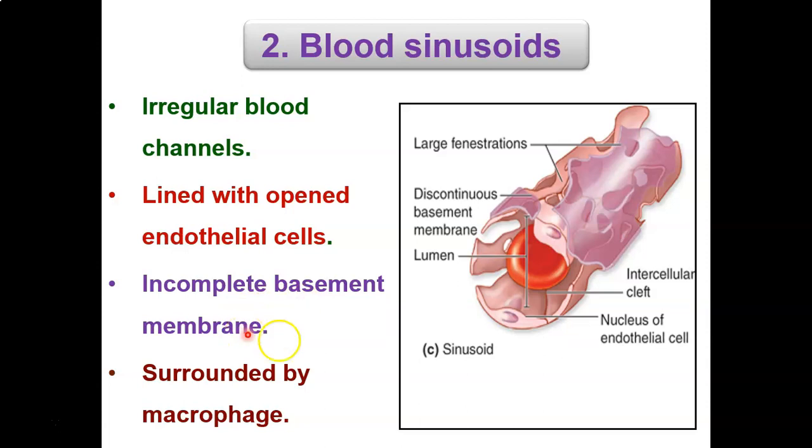Incomplete basement membrane, this allows the passage of free cells to the blood. And finally, the sinusoid usually surrounds macrophage.